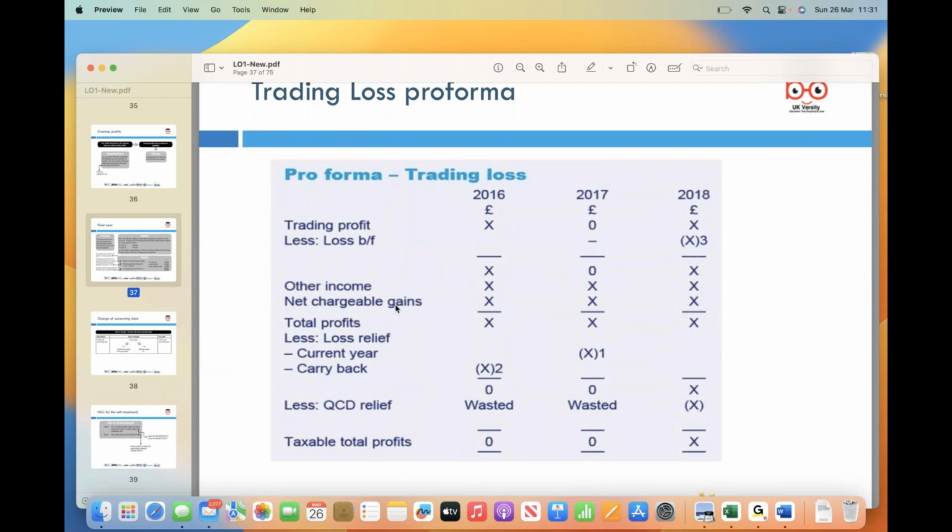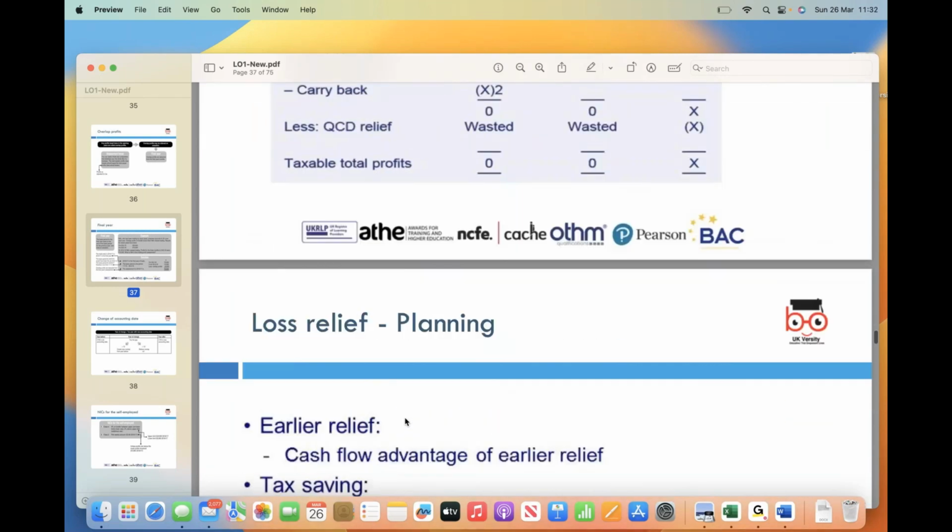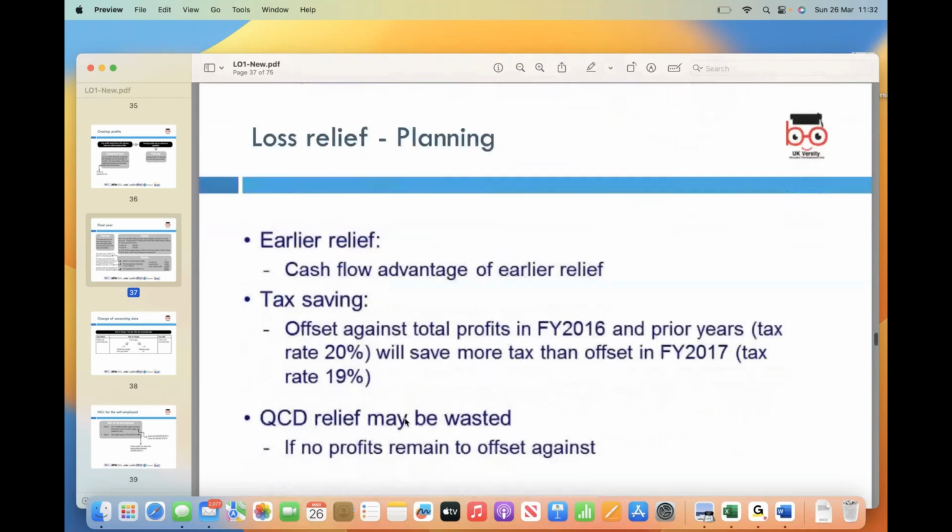Any qualifying charitable donation, here QCD relief, is deducted to give taxable total profit. So the QCD can also be used to reduce the taxable profit. It is important to consider the timing of relief and the impact of any wasted personal allowance or annual exempt amount. So, loss relief planning: earlier relief gives cash flow advantages and tax savings.